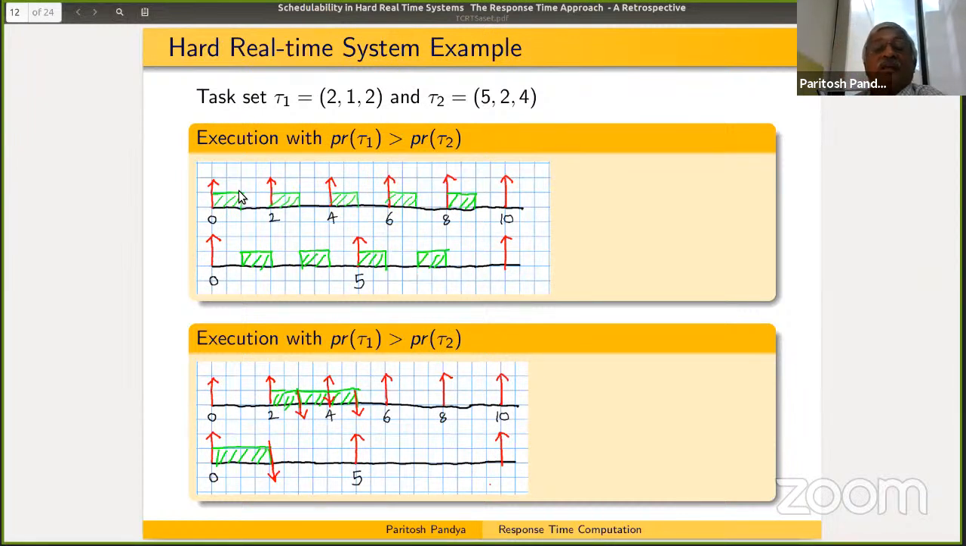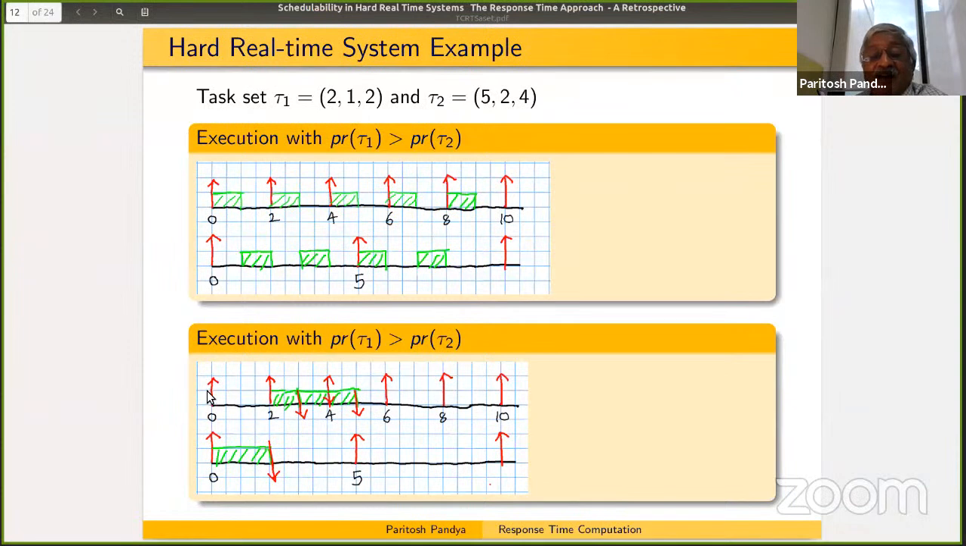So this is fine. Now, if we change the priority to give higher priority to tau 2, I have a misprint here. Tau 2 has higher priority than tau 1. Then what happens? Both tasks arrive at time 0. The second task starts executing because it has higher priority now. There is a mistake here. Okay, this should be less than. Okay, so it runs for 2 time units.